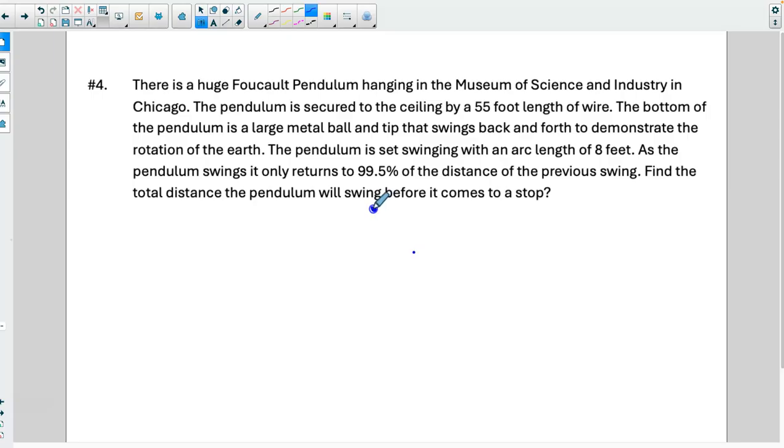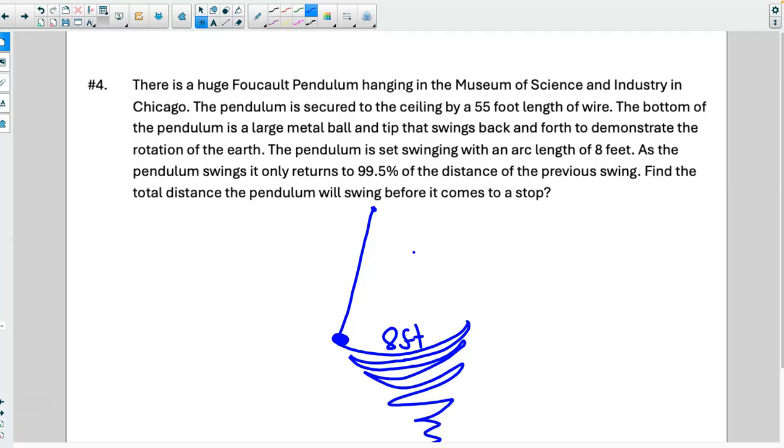So I do have a dot up here, a string or a wire or whatever coming down, and then my pendulum's right here. And so this thing swings. What is the first distance of the swing? 8 feet, okay, which would be 100%. It's the start. Then this thing swings back. Does it swing back 8 feet? No, it swings back 99.5%. Correct. So it's close, but it's not there. Then it swings back. And then it swings back. So it's not quite making it. So every single one of these swings is unique and different, correct? And it's going to follow a pattern.